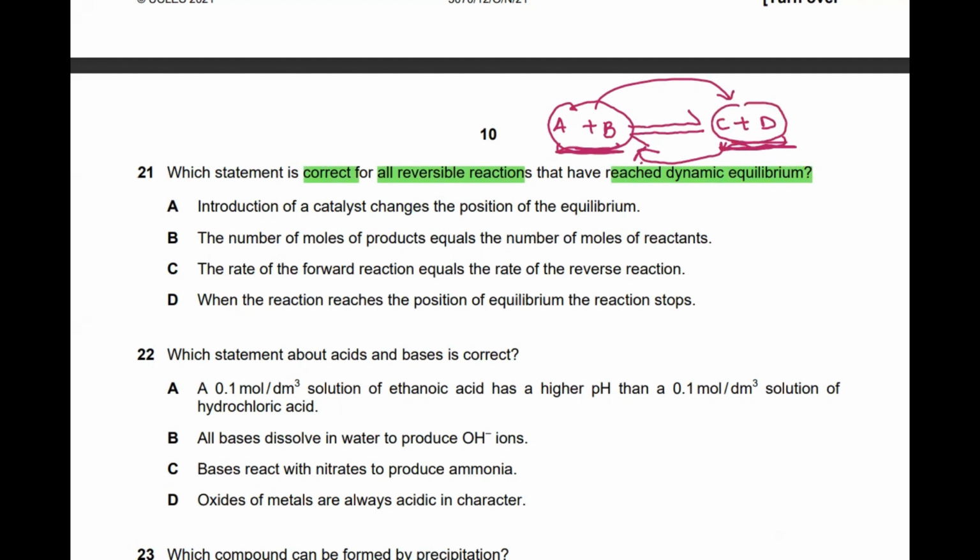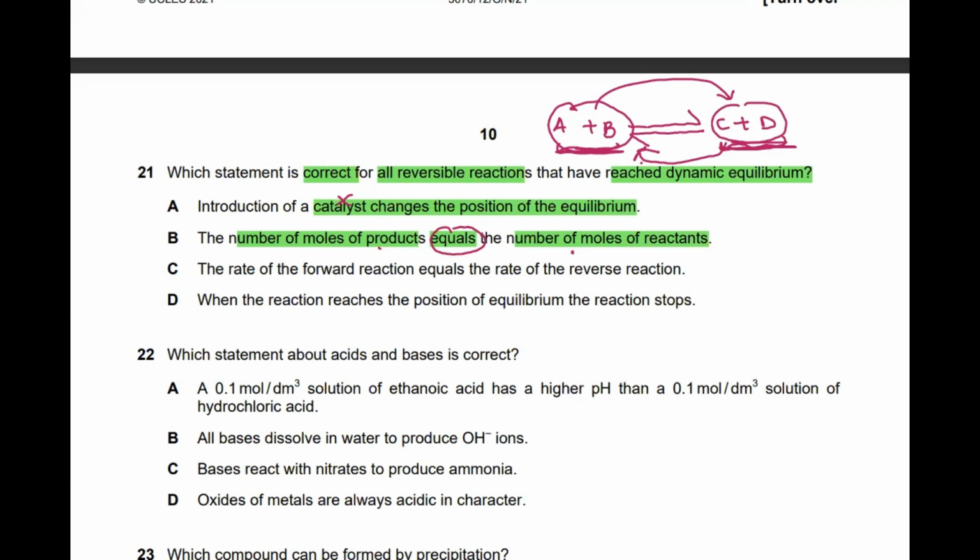That is a very important aspect of dynamic equilibrium. So let's check it out. The first option: introduction of a catalyst changes the position of the equilibrium? Never. There are three factors which change the equilibrium: the change in concentration, change in temperature and pressure. So the catalyst has no role to play. The catalyst will only speed up the reaction. The number of moles of the product equals the number of moles of the reactant. We are not saying equal. We are saying the moles of the reactant and the moles of the product remain constant. There is no change.